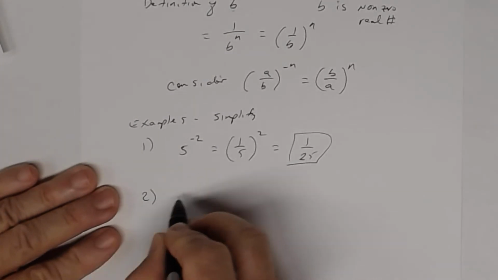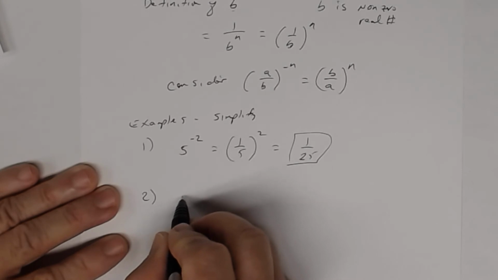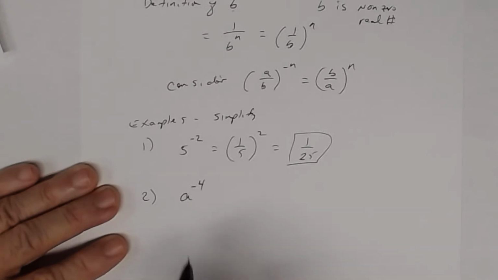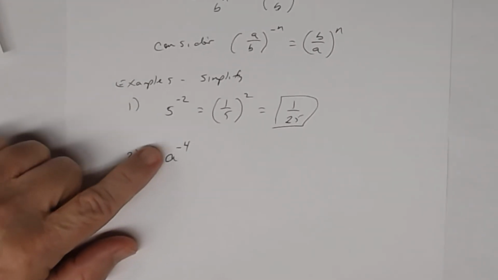Number 2. Let's suppose we had a raised to the negative 4th power. So I want to make that exponent positive.